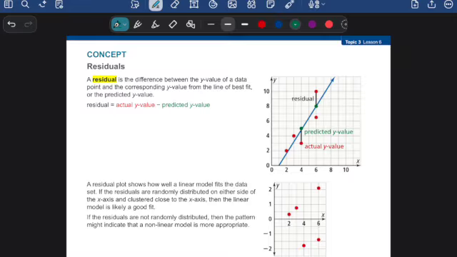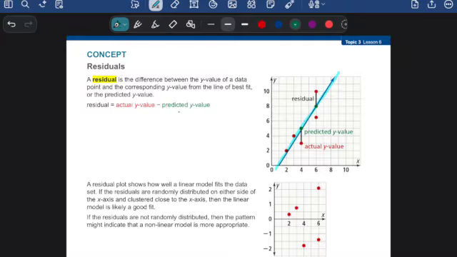Residuals. A residual is the difference between the value of the data set, the y value of the data set, and the corresponding y value that you would get from the best fit line, or the predicted y value. So remember, we have our best fit line and we just figured out how to use our calculator to find the equation for that, y equals mx plus b, and we used our calculator to find that equation. Every y value on this trend line represents a predicted value. So the predicted values lie on the trend line, okay?